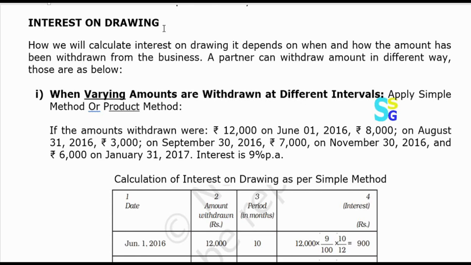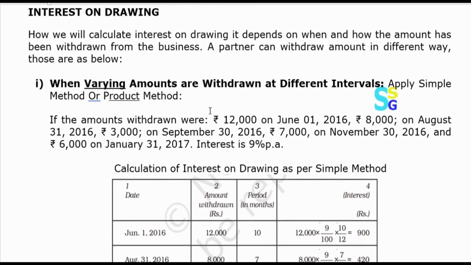Now, what will be the interest on drawing? That will depend on how that partner has withdrawn that amount from the business. In this regard, we have to keep in mind that this drawing means drawing out of profit. The interest that we will calculate is on the drawing out of profit. So let us see what are the different ways we can calculate the interest on drawing.